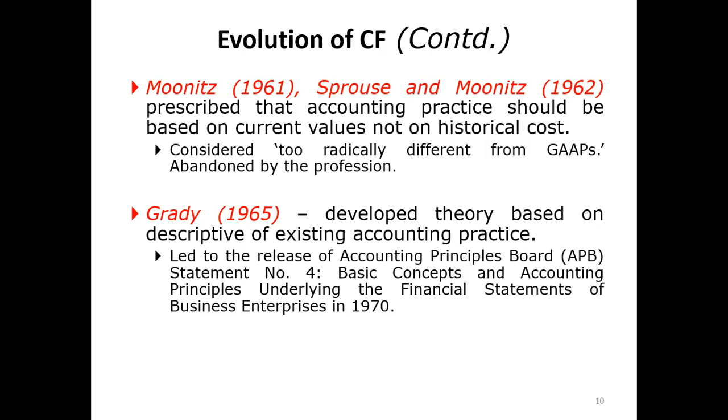So this led to the release of Accounting Principles Board, Statement Number 4, Basic Concept and Accounting Principle underlying the financial statement of business enterprises in 1970. This Accounting Principles Board that was formed, as I told, was in 1958. So they were in operation. Therefore, in 1965, they achieved a remarkable feat. That was about the codification of the accounting practice, and they came up with the concepts and accounting principle underlying the financial statements of business enterprises.